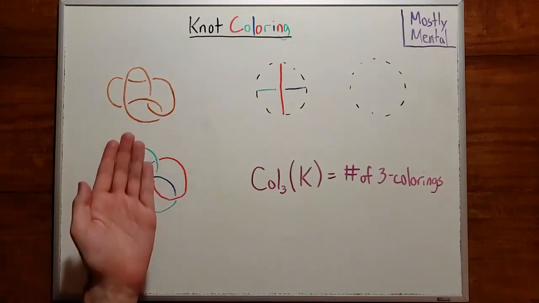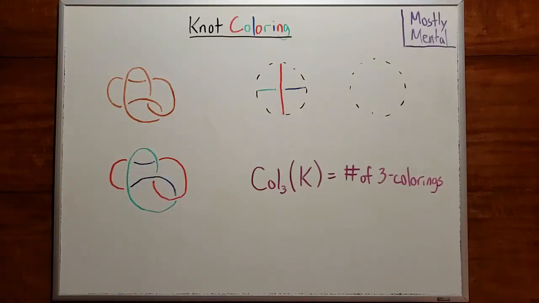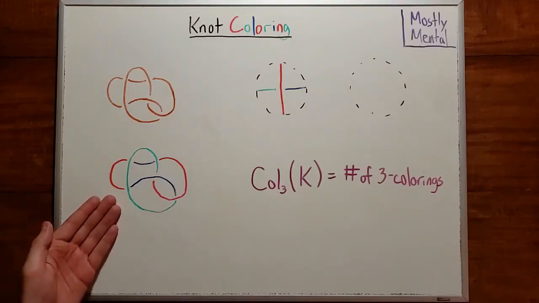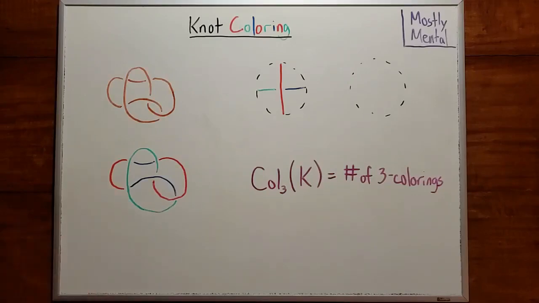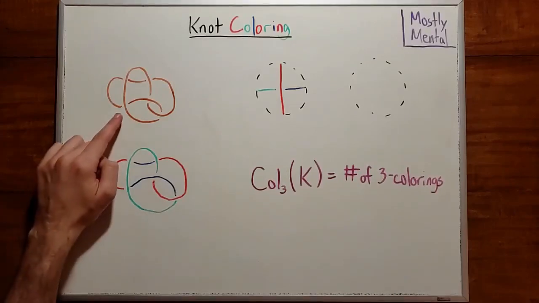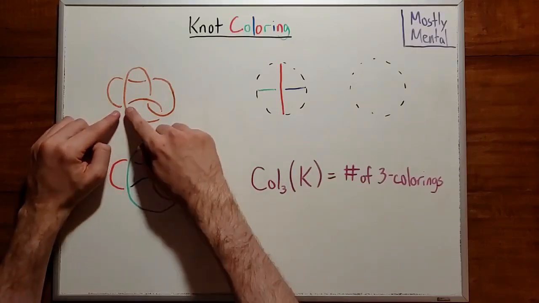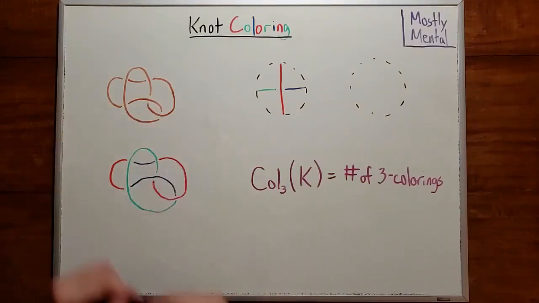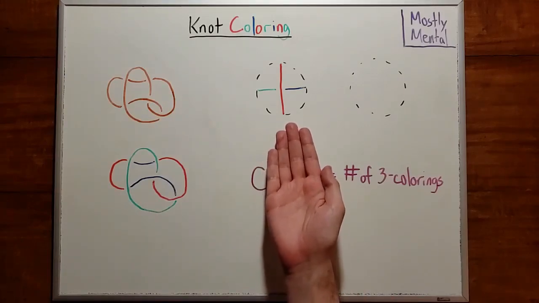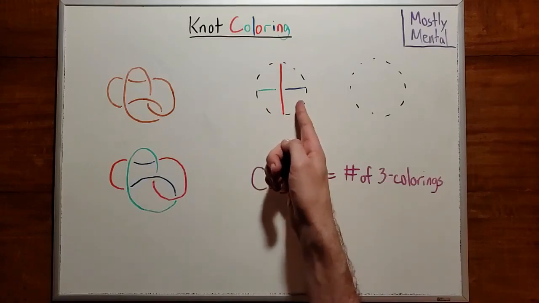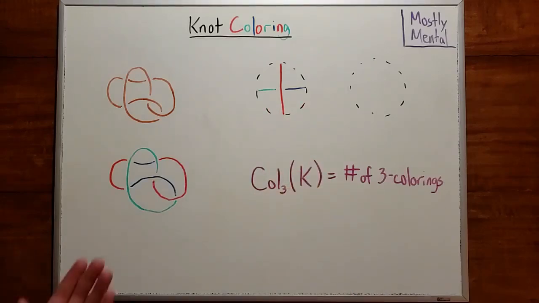Say we have a knot diagram like so. And we have three colors, red, green, and blue, and we'd like to color each strand of the knot with one of those colors. How can we do that? Well, notice that at each crossing, we have three strands meeting, one going over the top and two meeting underneath. So a natural rule might be to make each of those three strands a different color, red, green, and blue. And sure enough, for this diagram, we can do that.